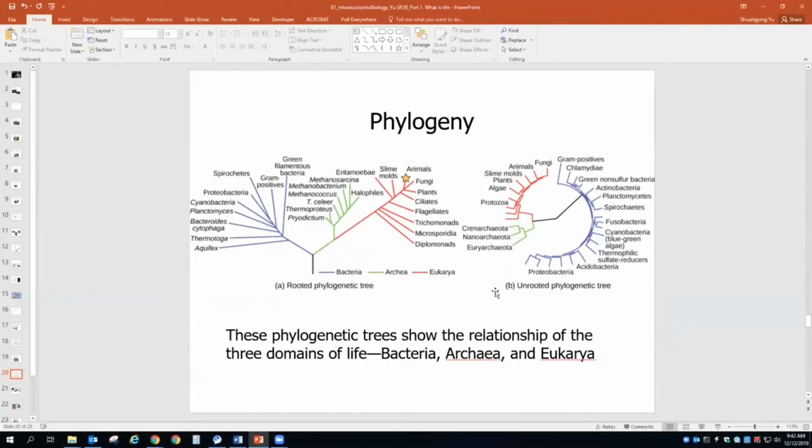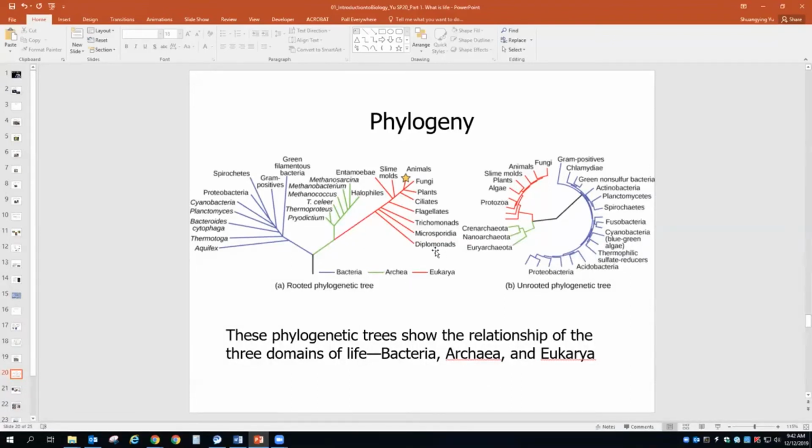Phylogenetic tree, which is shown here, two forms of a phylogenetic tree, a rooted one and an unrooted one. So the purpose for making a phylogenetic tree is really just to show the relationship between different species, and specifically the evolutionary relationship between different species. So which two species are more closely related to each other, which species did they evolve from, right? Things like that.